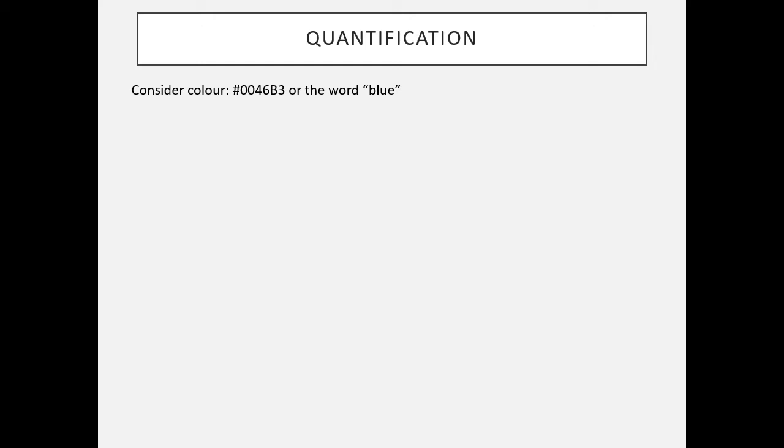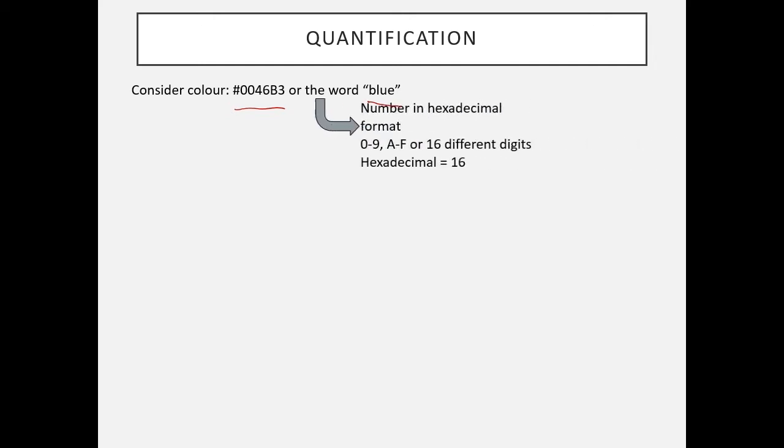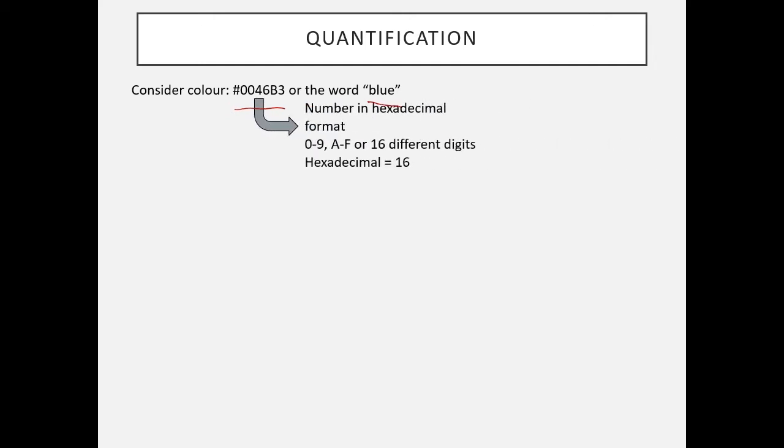Notion of quantification is, consider the word blue or some kind of a number like this. Now, we've already seen this before. I saw it during the class, but this looks like it's a series of numbers and letters, but it's actually a number in something called a hexadecimal system. Hexadecimal means there's 16 different numbers, not 10.